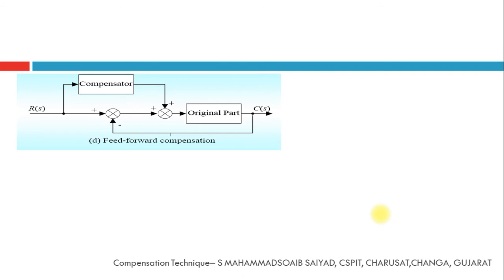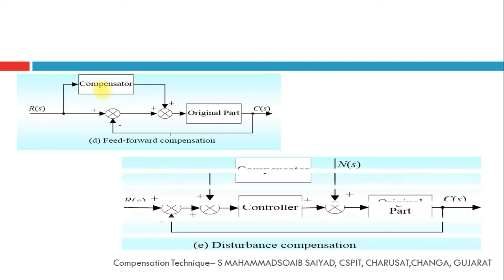Another classification of the configuration is feedforward compensation. In feedforward compensation, the compensator is adjusted in the forward path, added alongside your original plant. We have seen the feedback feedforward control system, where this kind of configuration was there. Similarly, the compensator is adjustable here also.